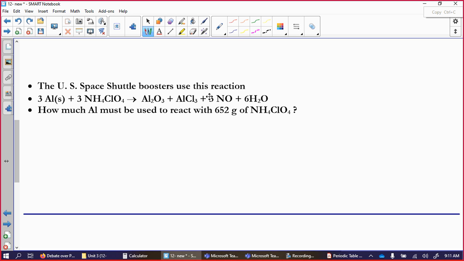The U.S. Space Shuttle boosters used to use this reaction, because we don't have a space shuttle anymore. 3 aluminum plus 3 ammonium perchlorate produces aluminum oxide, aluminum chloride, nitric oxide, and water. They're probably looking to make nitric oxide to burn stuff. So that's an equation. Who cares what the equation is? How much aluminum must be used to react with 652 grams of ammonium perchlorate?